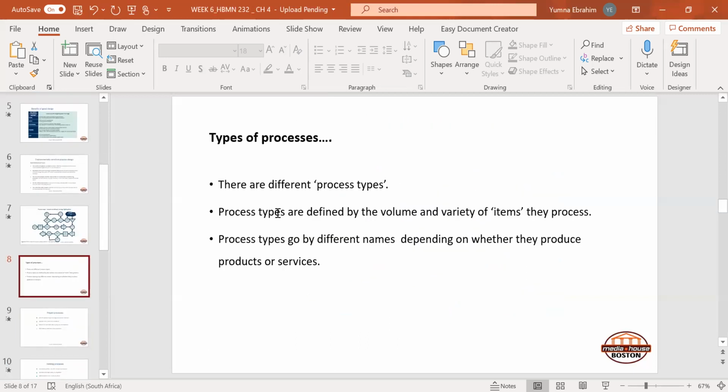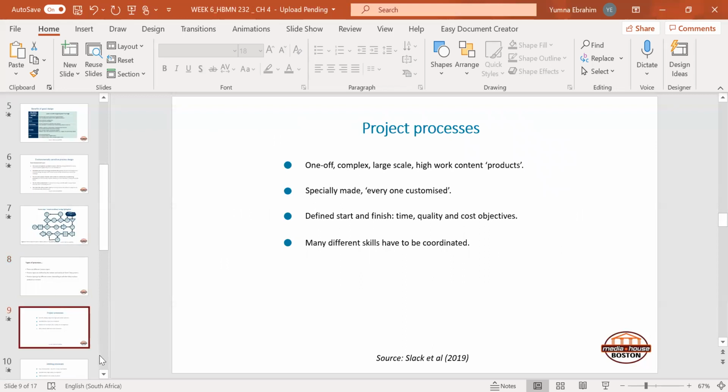Okay, so this section is quite important to look at the different types of processes and be able to apply it to given scenarios. So a project is a once-off, complex, large-scale endeavor with a defined start and finish. So for example, if you contact an architect to make you a custom-built home, that's a once-off large-scale project with a specific start and end time. Everything is customized to your requirements.